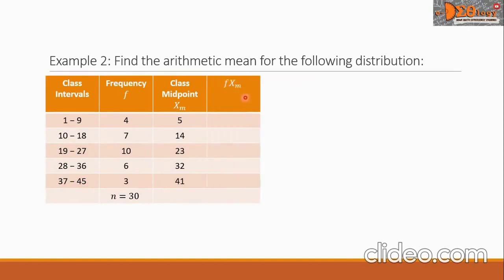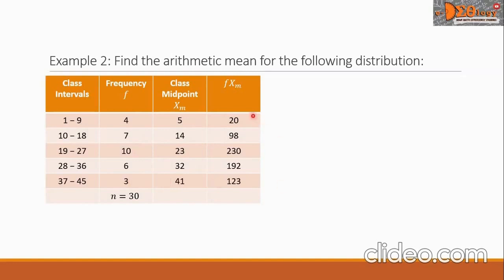Next, another column for the f times x sub m. Again, we will multiply the frequency and the class midpoint of each class interval. So for the first blank, this is 4 times 5. We will have 20. That idea we will follow on the other blanks. 7 times 14 gives 98. 10 times 23 gives 230. 6 times 32 equals 192. 3 times 41 equals 123.